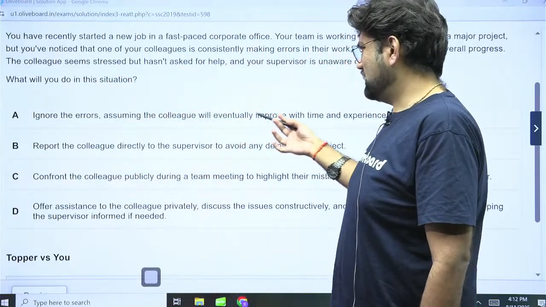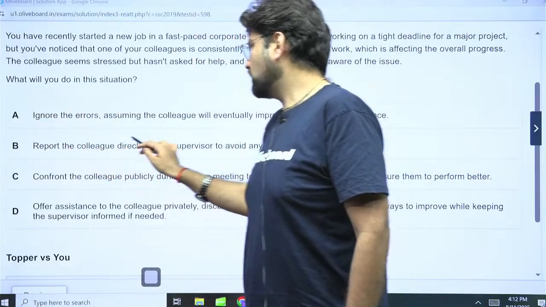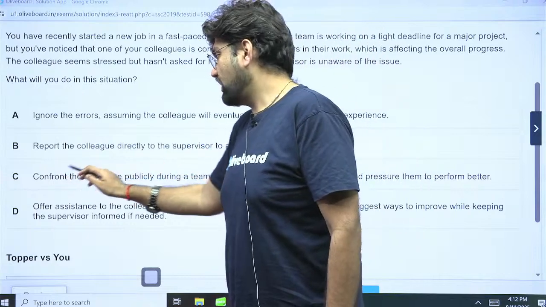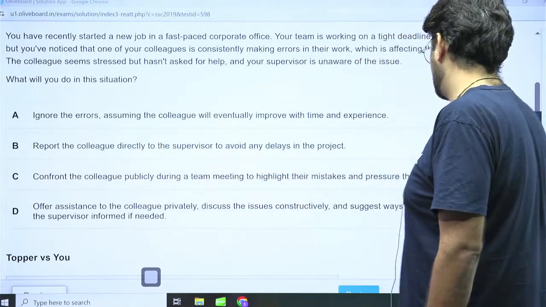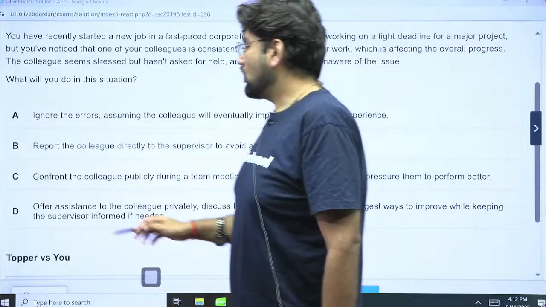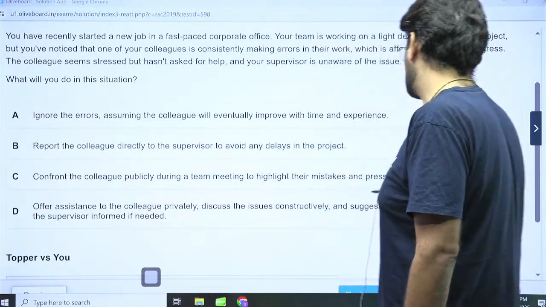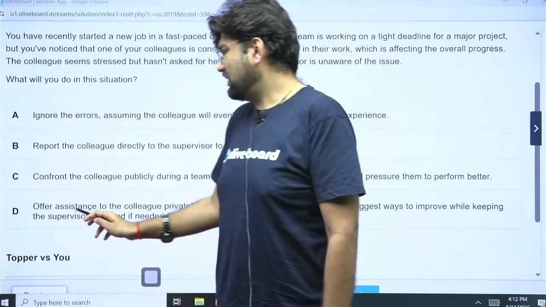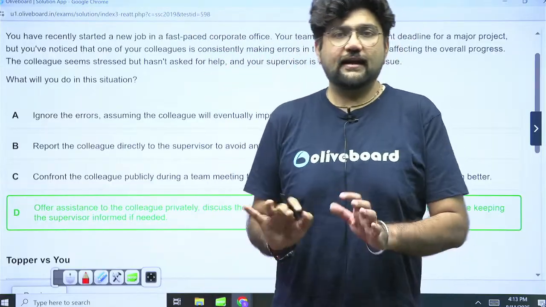Ignore the errors, assuming the colleague will eventually improve with time and experience? Obviously not. Report the colleague directly to the supervisor to avoid any delays in the project? Okay. Confront the colleague publicly during a team meeting to highlight their mistakes and pressure them to perform better? Or offer assistance to the colleague privately, discuss the issues constructively and suggest ways to improve while keeping the superior informed if needed? I think it's a very clear answer here. It's a no-brainer actually.